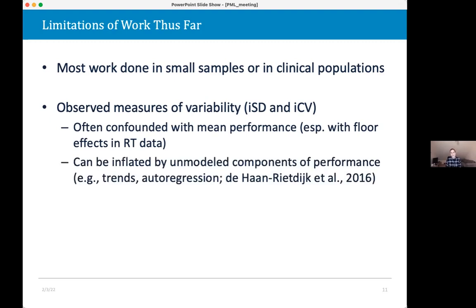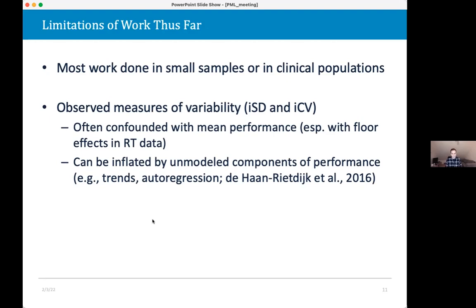They can be inflated by unmodeled components of performance. So things like trends. Do you get systematically better or worse over time in a task? And then autoregression, which is the temporal dependency of a current trial on a prior trial. All of these inside the time series will show up in this observed measure of variability, because we're not pulling apart those unmodeled components when we calculate these measures.